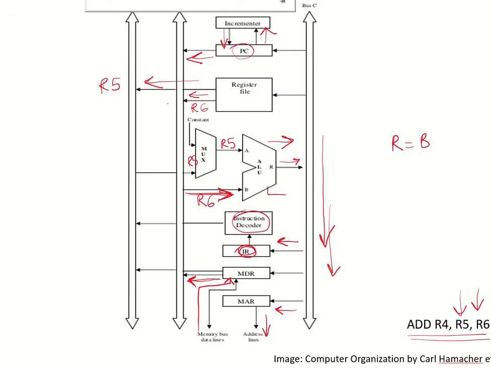The multiplexer control signals will allow the contents of R5 to be available at input port A. The add operation in the ALU will result in the addition, and the result will be passed back to the register R4 through bus C. So this is how the execution of this instruction will take place using a multiple bus organization.